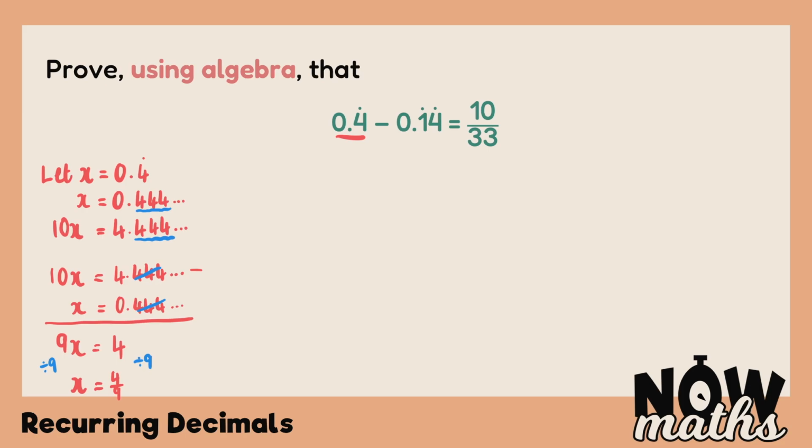Just a reminder that even if you knew that 0.4 recurring was equal to 4/9, the question specifies that we have to prove using algebra, so this method is essential. Now we're going to use the exact same method to convert 0.14 recurring into a fraction. And since we've already used the letter x, this time I'm actually going to let y equal 0.14 recurring. And so we end up with y equals 0.1414 and so on, since the dot is above the 1 and the 4, both digits repeat.